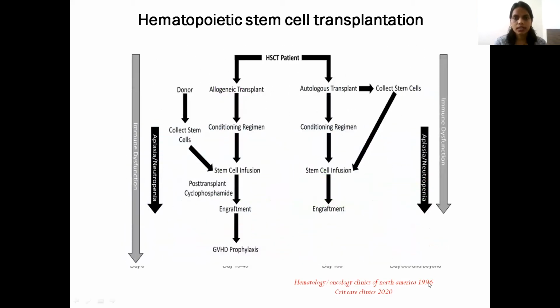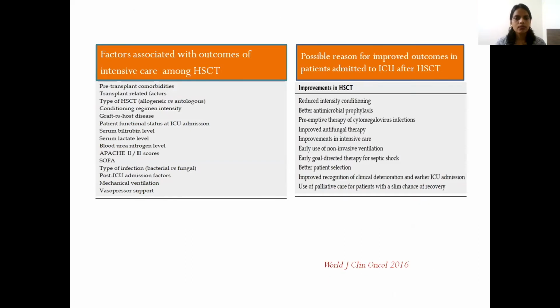So here, as we can see in a stem cell transplant patient, either allogenic or autologous, first is the conditioning regimen, then the stem cells are infused. And after that, the engraftment starts. So prior to that, this pre-engraftment period is associated with aplasia and neutropenia. Now we'll see what are the factors which are associated with outcome in ICU patients after stem cell transplant.